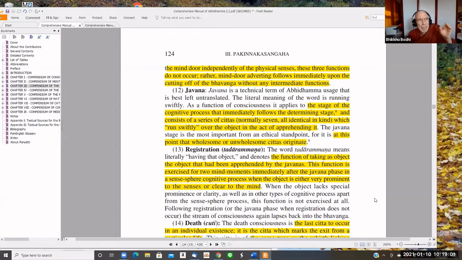I would guess in the five sense door process, the karma would be very, very weak because one is not yet clearly aware of the object. So it would probably be in later mind door processes that the more significant karmic forces are created.